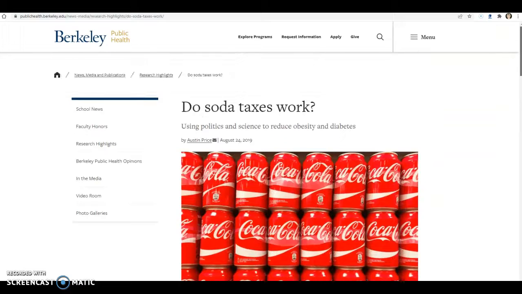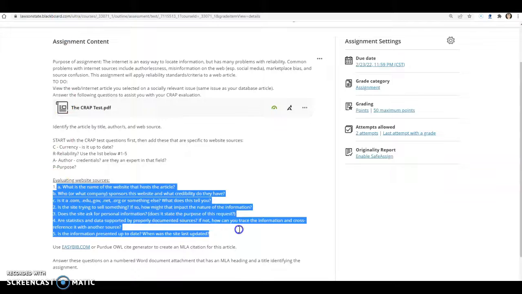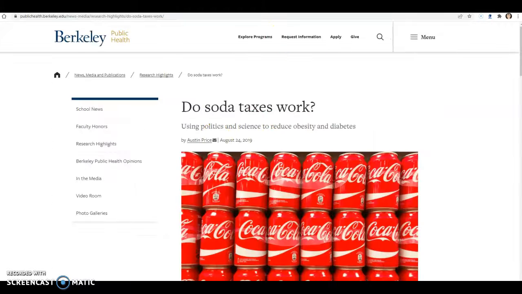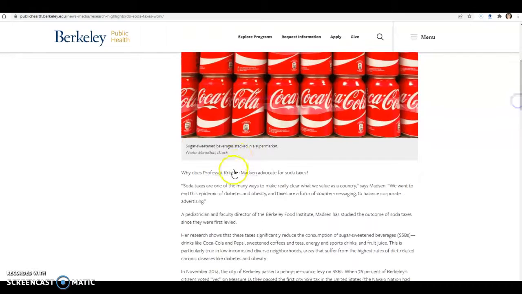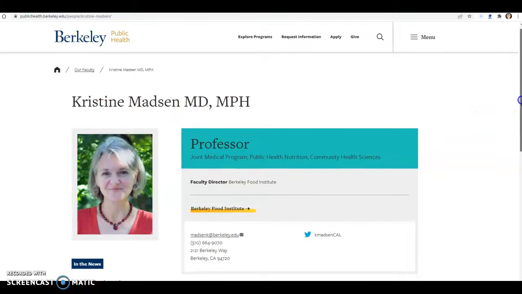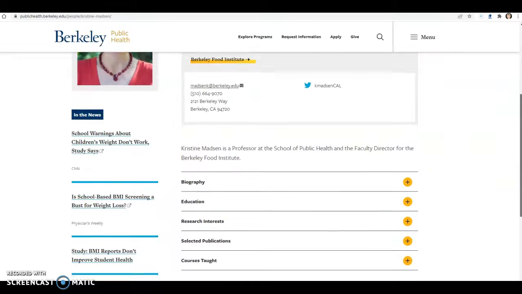All right, when we look at authority, we find out that Austin Price, okay, so how can you trace it? Well, you could do a Google search on it, but because it relies mostly on Professor Madsen, he does have a link, and so we go to that link and we find out that this is who he's interviewed, gotten most of his information from. And then we get her credentials, professor at the School of Public Health, faculty director. And look at this, we have more information.